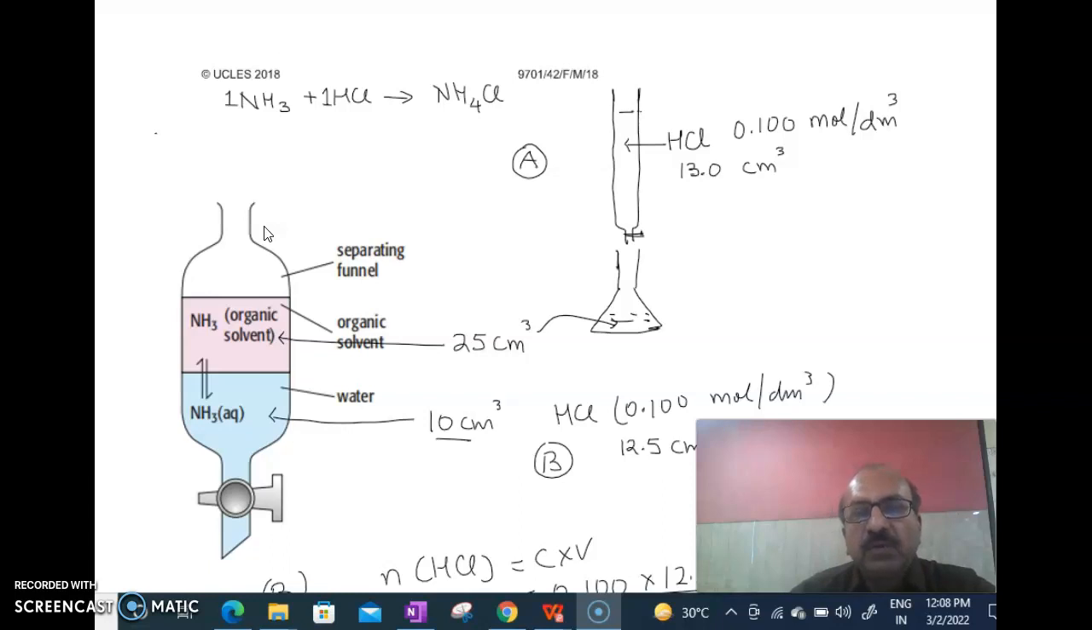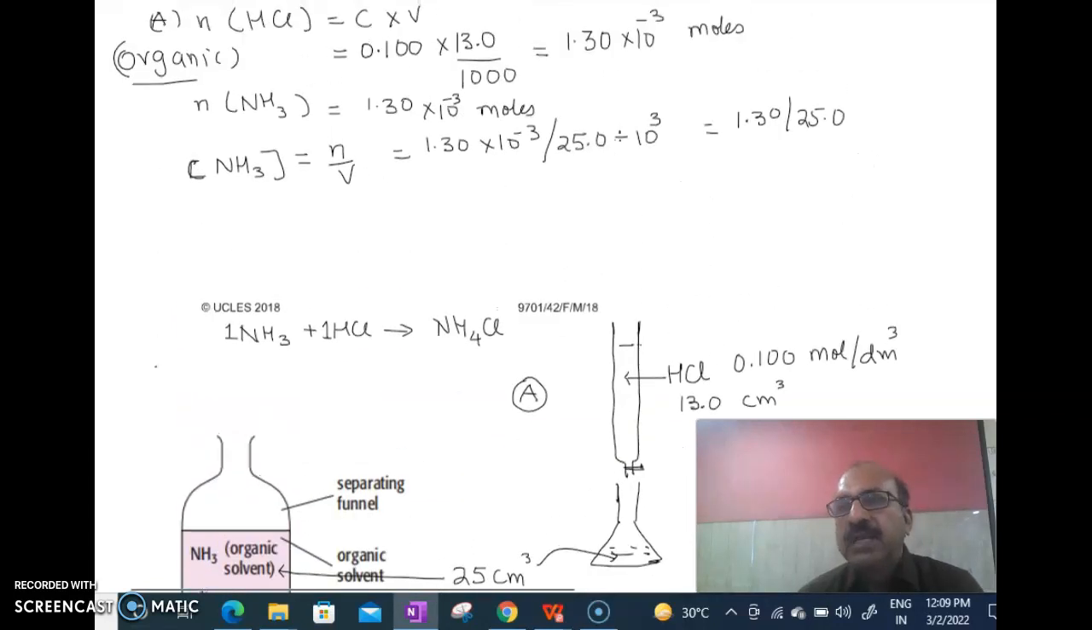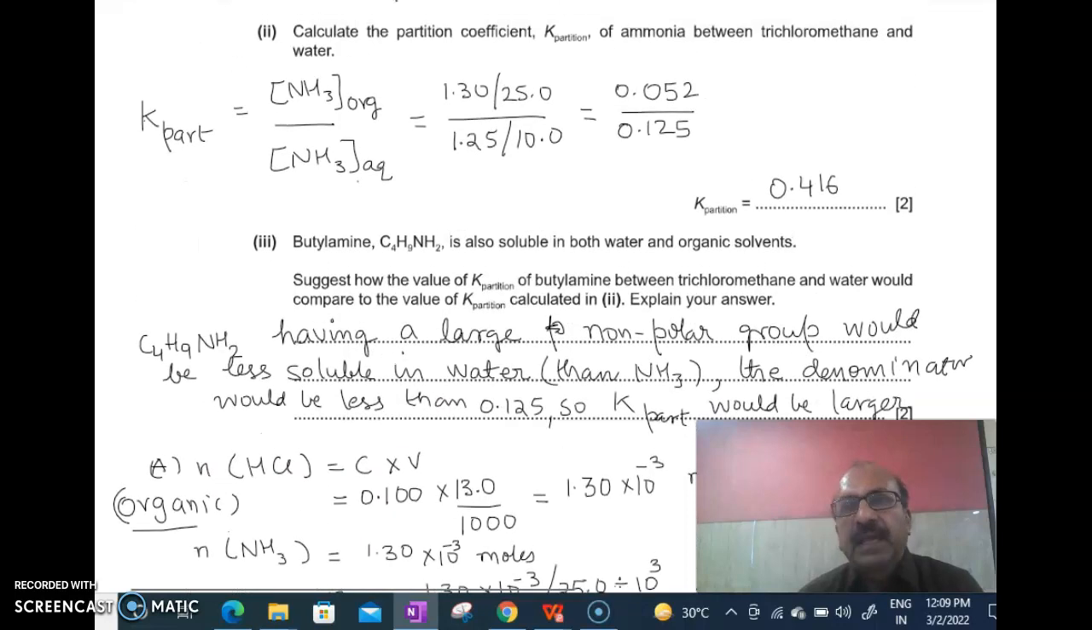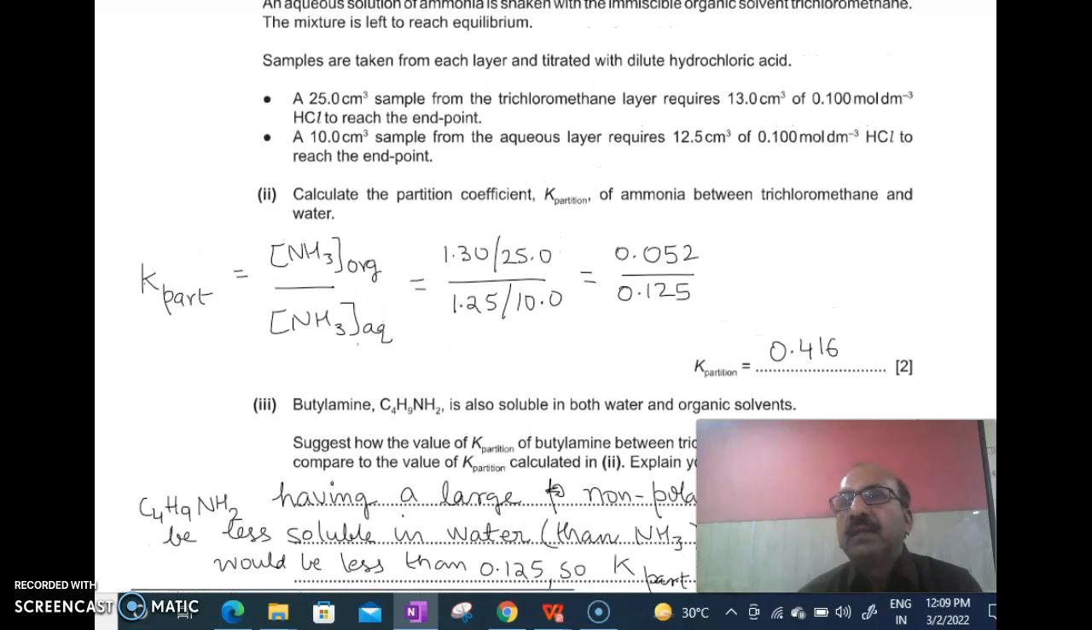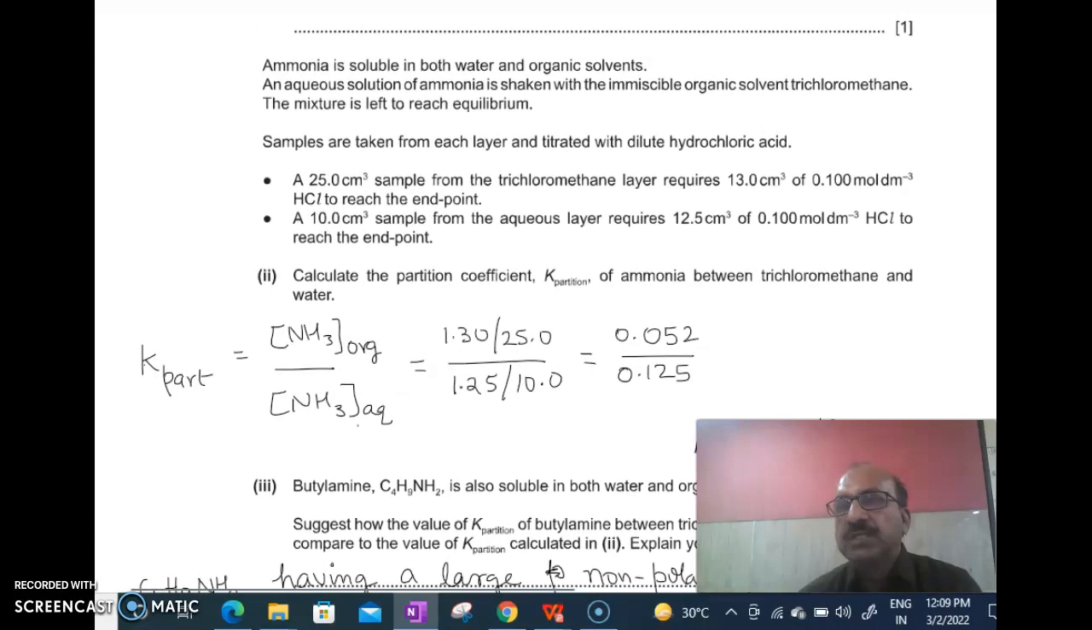Then we are going to find out the ratio of the concentration of ammonia in the organic solvent to the concentration of ammonia in the aqueous layer. This ratio is called the partition coefficient of ammonia between these two solvents. Now I'm going to solve a question which has been put up in the A-level chemistry paper, so you will understand how it works.